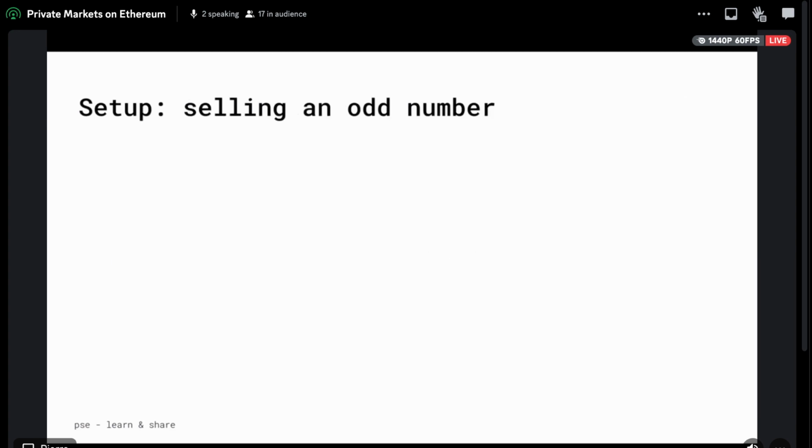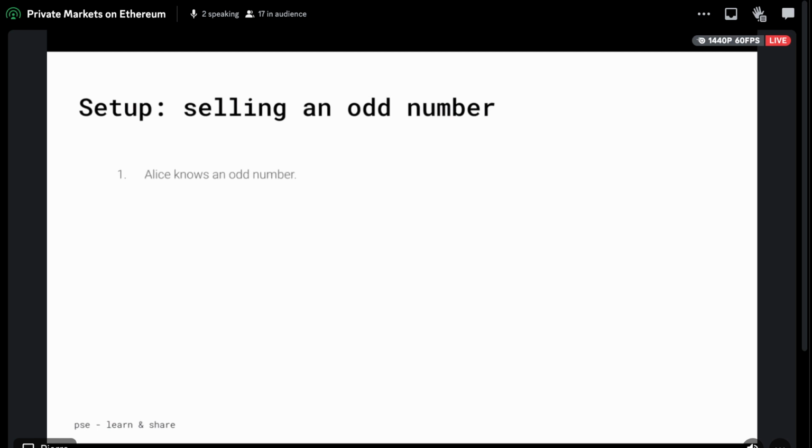Cool. So let's go over a very simple setup. This setup consists of selling an odd number. It's just an example setup, and as you can presuppose, it's not an interesting use case, but a simple one that will maybe give you some intuition about how those primitives fit together.